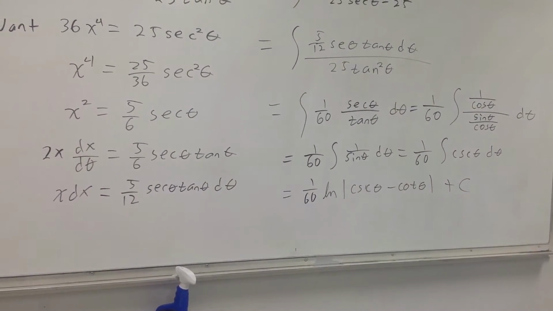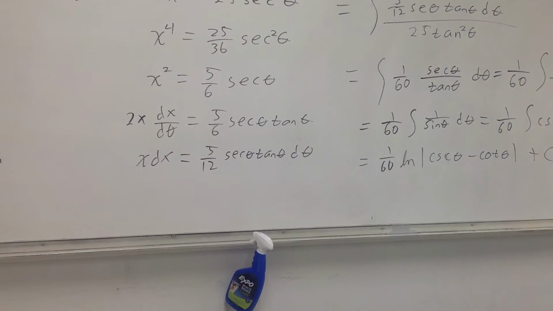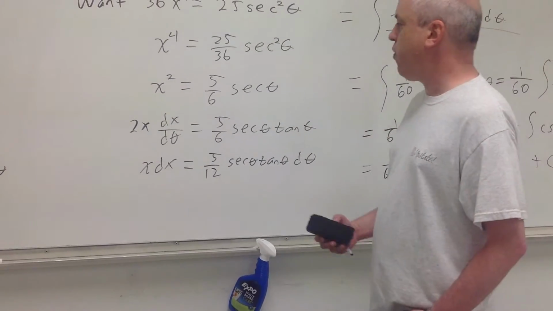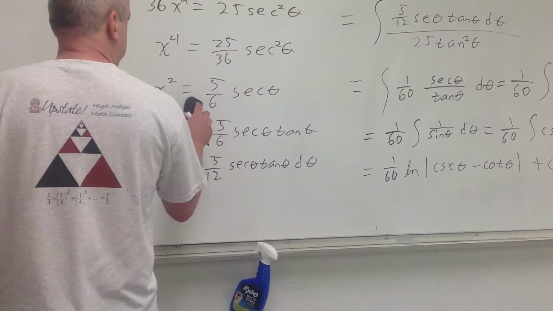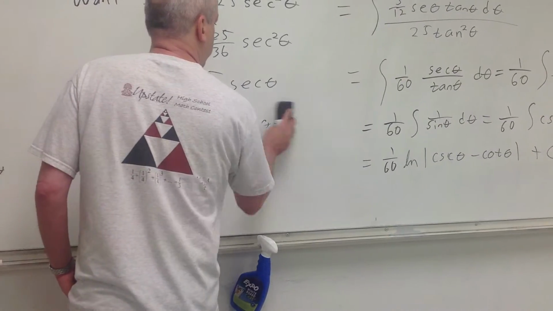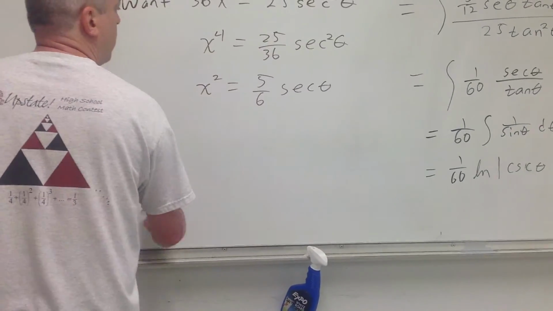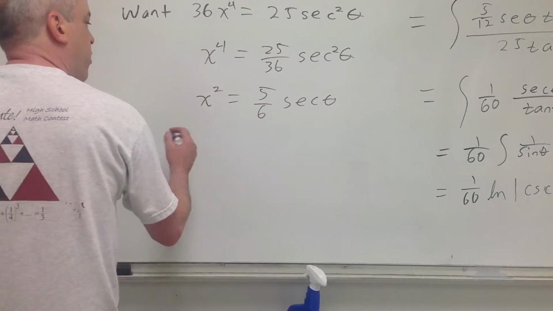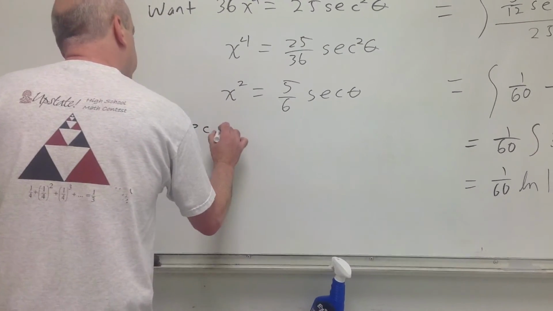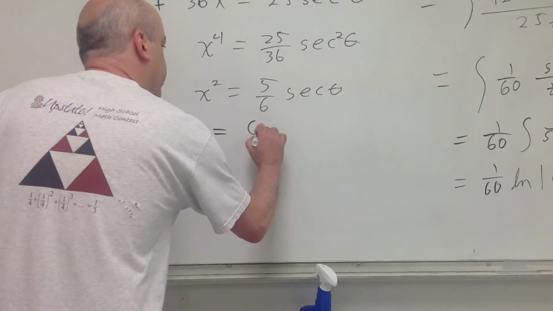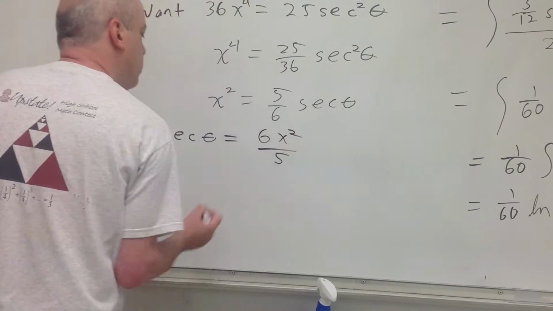So let's go back to our original substitution equation, which was x squared equals 5 over 6 secant theta. We're going to use this to construct a triangle. How do we get the triangle? Well, we need to solve for our trig function. In this case, it's secant theta. It's going to be 6x squared over 5.